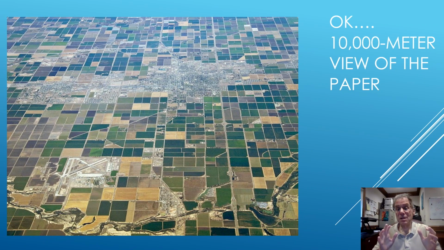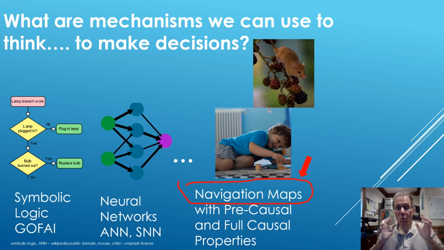Okay, let's take the 10,000 meter view of the paper. To start our 10,000 meter view, let's go to the beginning and ask an important question. What are the mechanisms we can use to think, to make decisions? Well, there's symbolic logic, GOFAI, good old-fashioned artificial intelligence. In theory, it should be able to do everything, although it hasn't worked out that great.